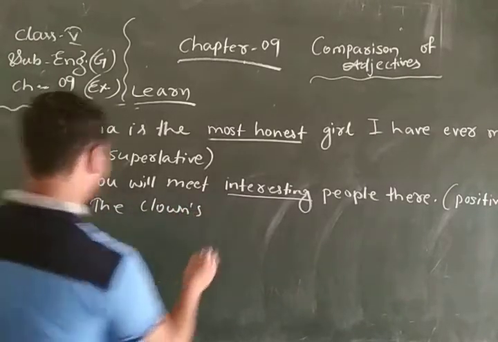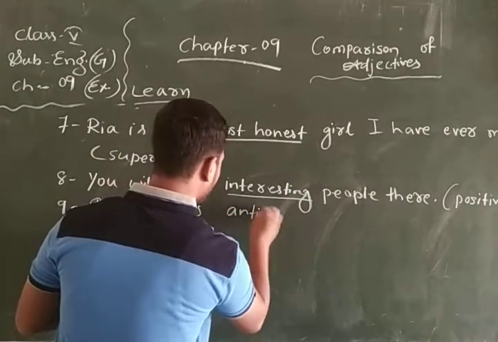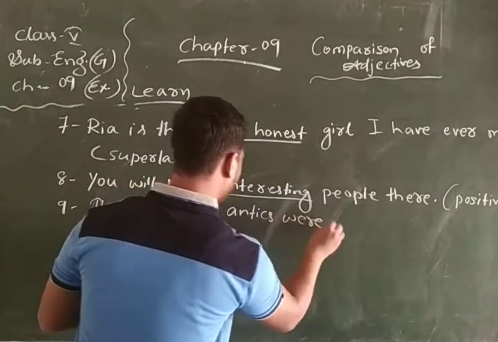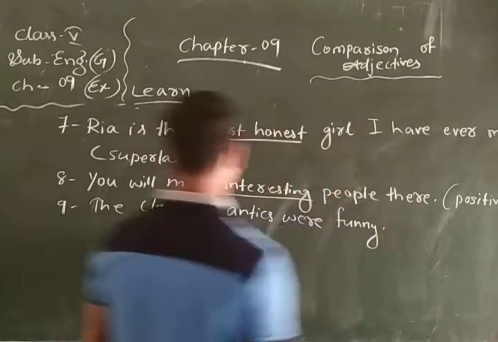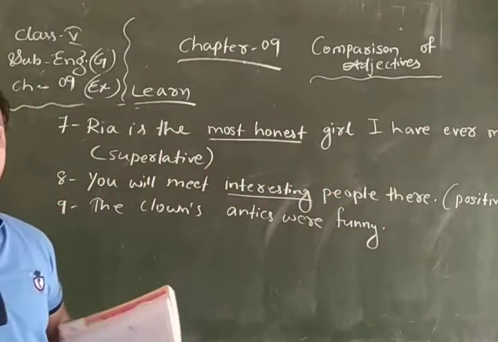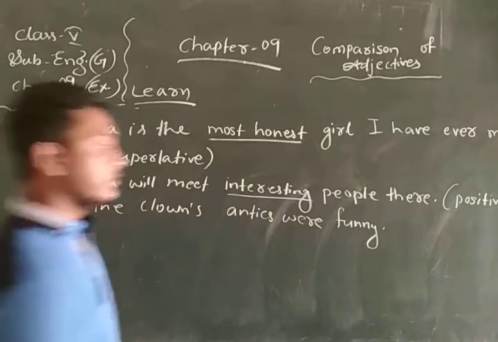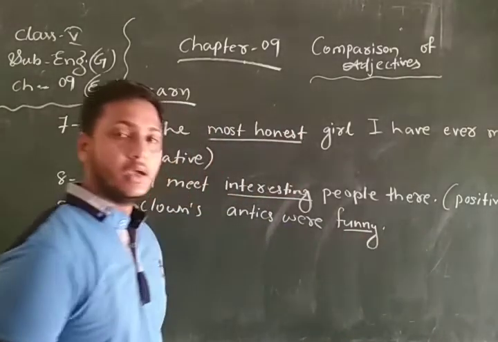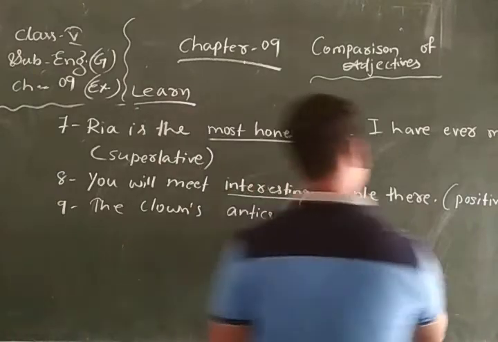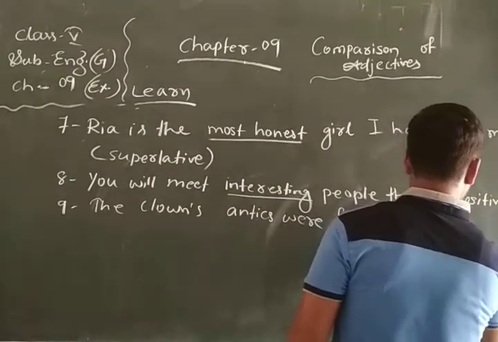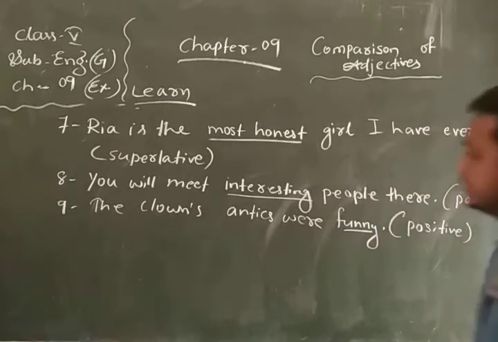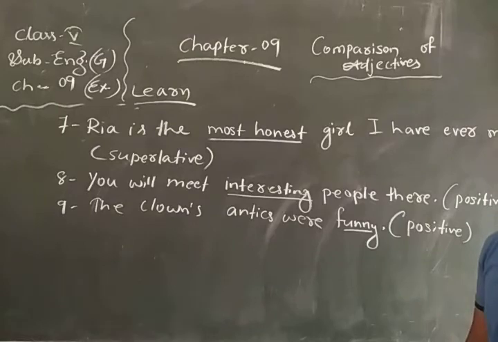The clown's antics were funny. Okay, the clown's antics were funny. So which one is the modifier? Funny. Okay, and which kind of modifier is it? It is in positive form. ठीक है. ये क्या है, पॉजिटिव फॉर्म है, बिकॉज द कंपैरेटिव फॉर्म ऑफ फनी इज फनियर, मतलब सुपरलेटिव फॉर्म ऑफ फनी इज फनीएस्ट.